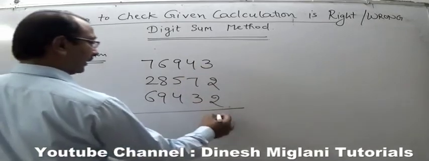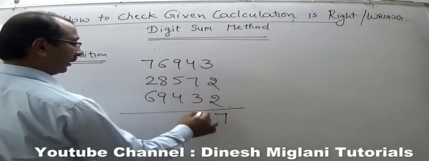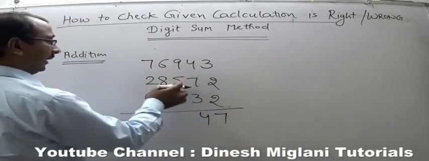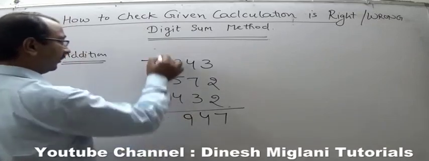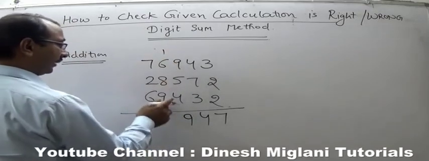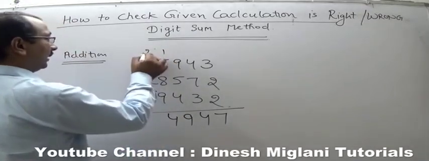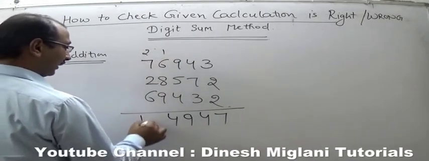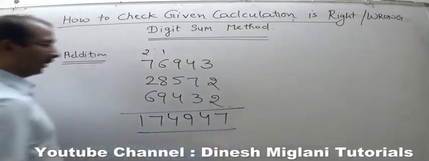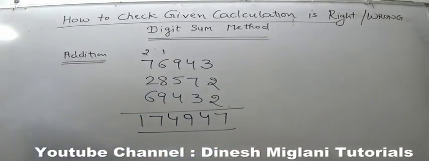2 plus 2 is 4, 3 is 7, 3 is 10, 4 is 14, 4, carry 1. 10, 5 is 15, or 4 is 19, 9, carry 1. 6, 1 is 7, 8 is 15, or 9 is 24, carry 2. 7, 2 is 9, 2 is 11, or 6 is 17. So I am getting my sum to be 174947. Okay, now I have to check whether this calculation is right or wrong. Now what is the process to check this calculation?